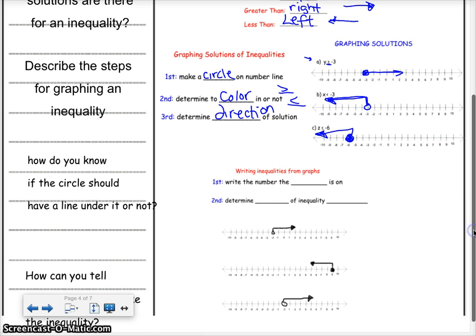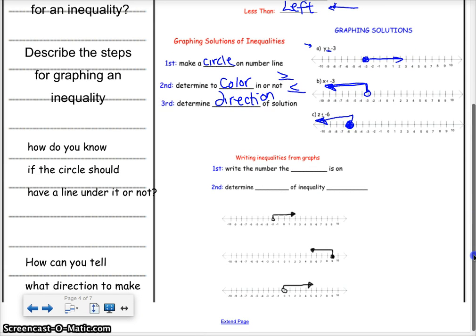Okay, so that's learning target number 1. Learning target number 1 is to be able to graph an inequality. So I'm going to give you an inequality. Actually, IXL is going to. You're going to plot the circle, color it in if you need to, and tell them what direction to go. Okay?